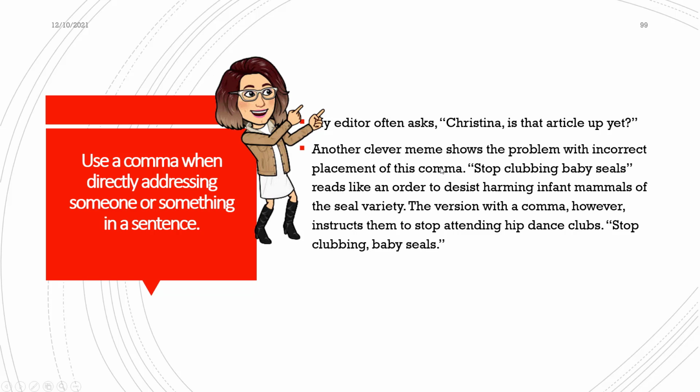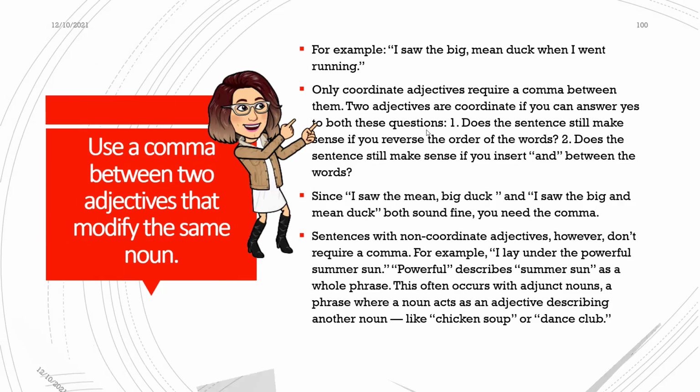Another clever meme shows the problem with incorrect placement. "Stop clubbing baby seals" reads like an order to desist harming infant mammals of the seal variety. The version with a comma, however, instructs them to stop attending hip dance clubs. "Stop clubbing, baby seals." So, there you go.